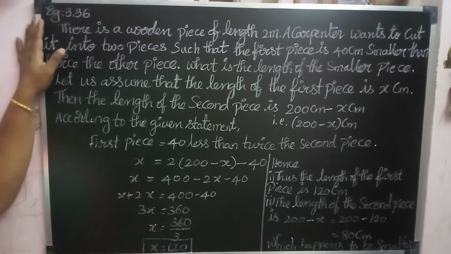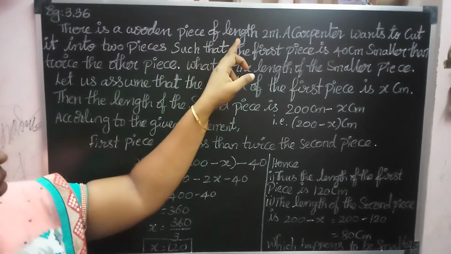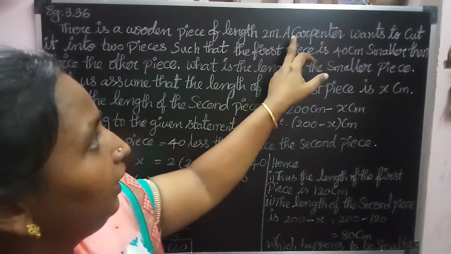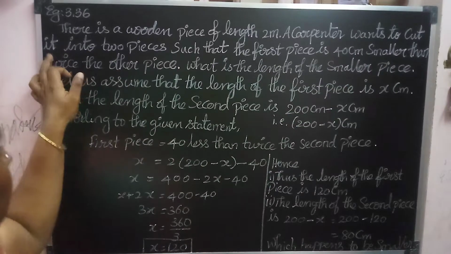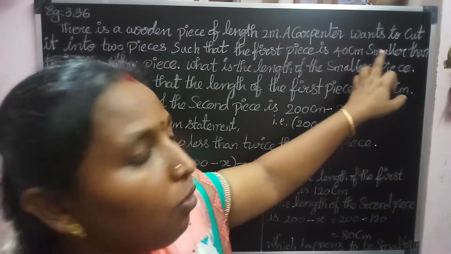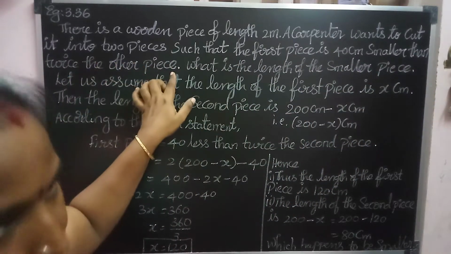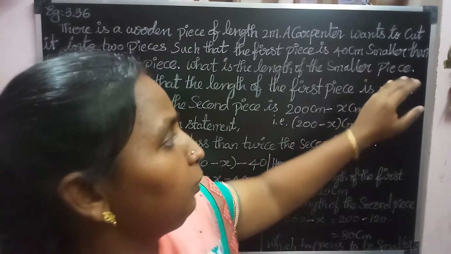In this video, we are going to see example 3.36. There is a wooden piece of length 2 meter. A carpenter wants to cut it into 2 pieces such that the first piece is 40 centimeter smaller than twice the other piece. What is the length of the smaller piece?